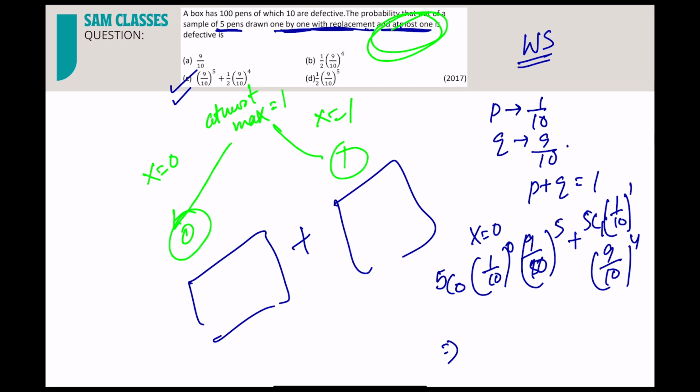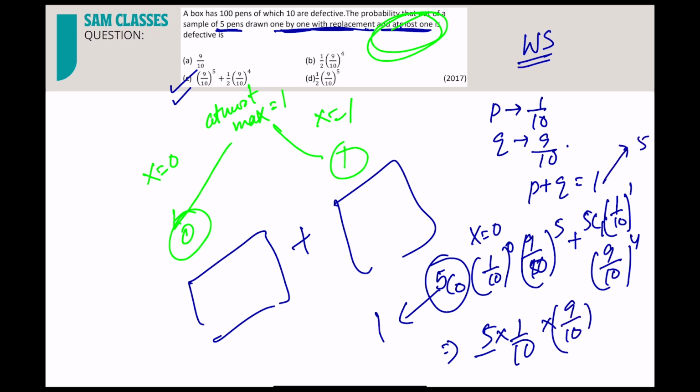If you take common, you will get 5 into 1 by 10. Now 5c0 is what? nc0 is what? 1. And 5c1 is what? 5. So you should know these things, okay? And 9 by 10 power 4. So this you will get, okay?